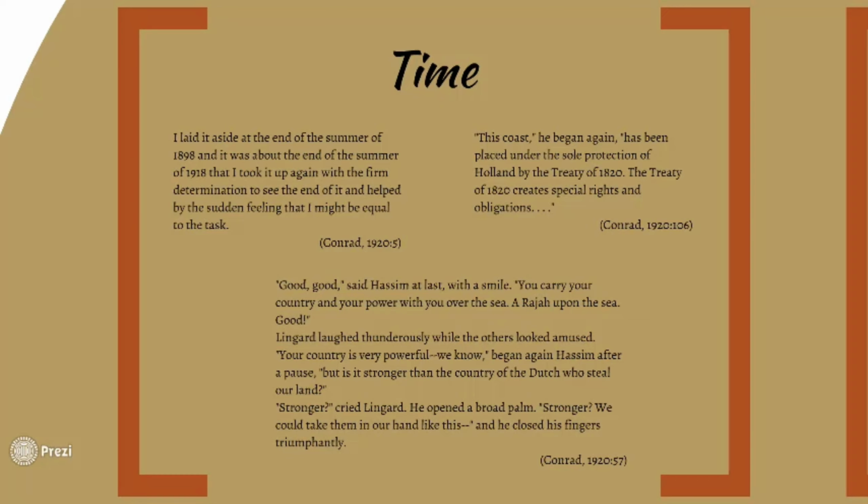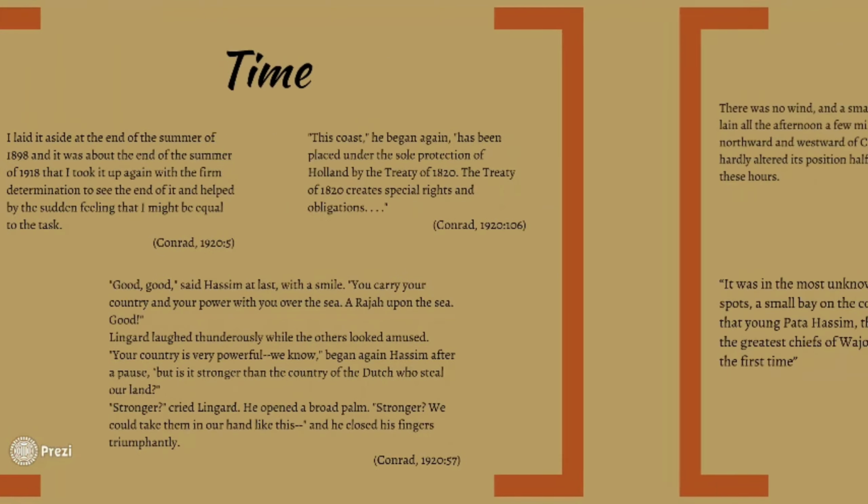In the second quote, we can know that the Dutch had colonized the Malay archipelago since 1820. The Dutch determined that the territory was theirs. From the third quote, that is the dialogue between Hasim and Lingard, we can find out the Dutch took native people's land and colonized the region. It was said by Hasim that the Dutch steal their land.